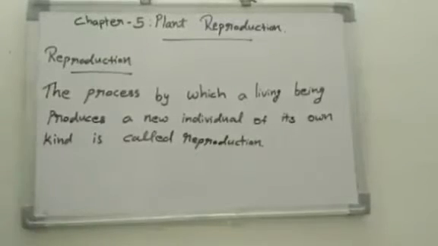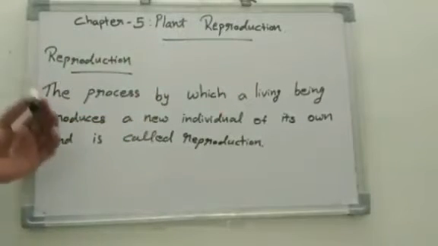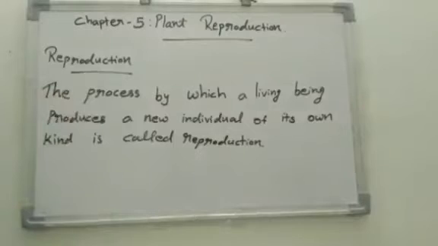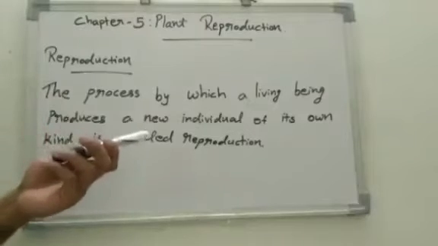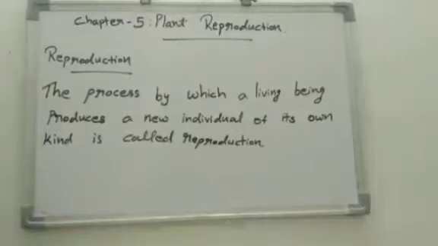Today we will learn chapter 5, plant reproduction. So firstly, we can start with reproduction. What do you mean by reproduction? The process by which a living being produces a new individual of its own kind is called reproduction.